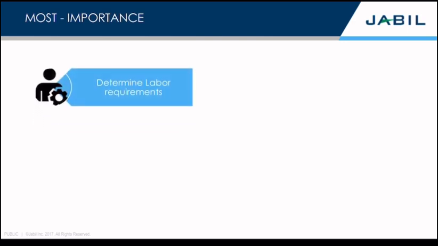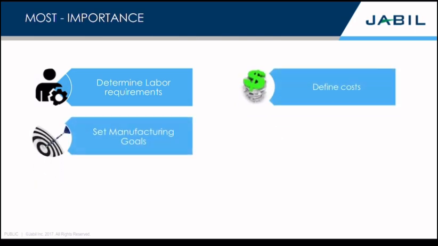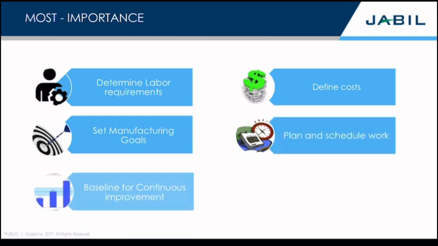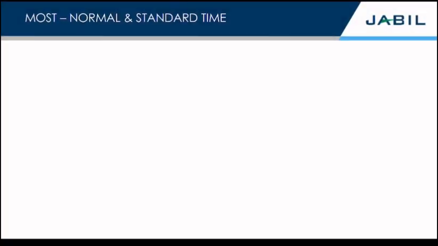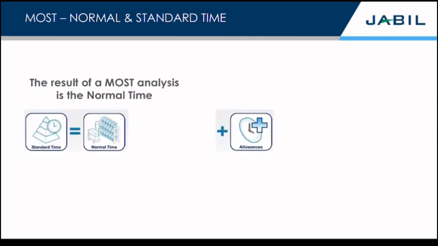MOST can be applied to any type of work for which a method can be defined and described, and may be used to determine labor requirements, define and control labor costs, set goals, plan and schedule work, and establish a baseline for continuous improvement. Normal time is the time required by a qualified worker working at a pace that is ordinarily used by workers when capably supervised to complete a task by following a prescribed method and without interruptions. The result of a MOST analysis is a normal time. Adding allowances to the normal time constitutes a time standard.